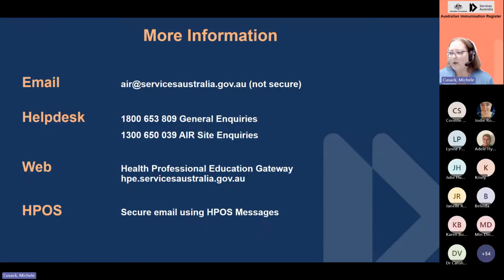Okay, so for any more information, you can email our AIR team at air.servicesaustralia.gov.au, noting that that's not secure. So please don't put any patient details in that email. If you do need to perhaps have a patient's record corrected in some way because you weren't able to update it, then you would use your HPOS messages, which is in our first webinar in the July presentation that we've done. We've also got the help desk numbers there and the web, and as I mentioned, the HPOS messages.